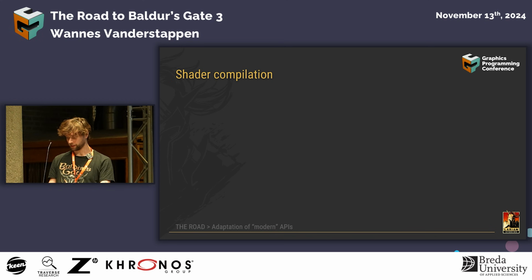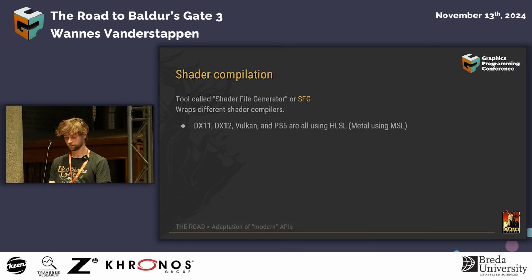Then shader compilation. To compile shaders, to generate shader files, we have a tool called Shader File Generator. Again, great names. Or SFG for short. This wraps different compilers. So for DirectX 11, 12, Vulkan, and PS5, we're all using HLSL. Only for Metal, we're using MSL. It outputs binary shader files and a shader reflection file.